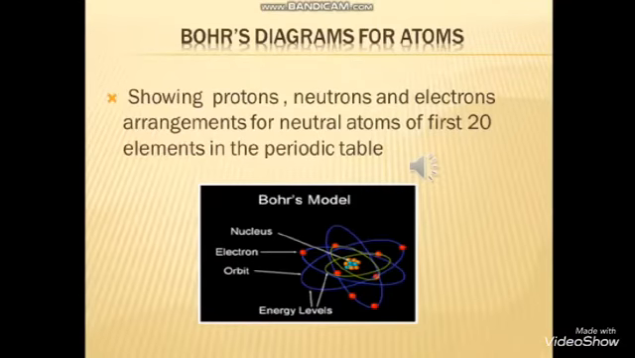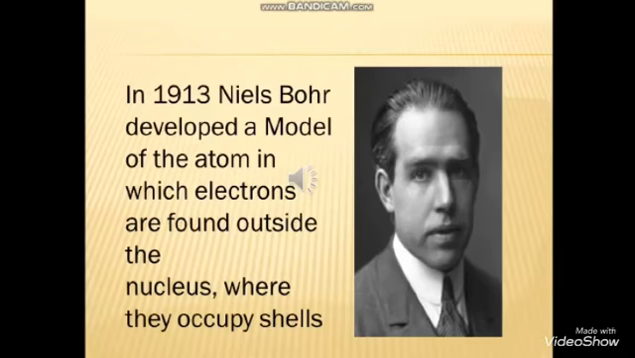Atoms showing protons, neutrons and electrons arrangements for neutral atoms of the first 20 elements in the periodic table. In 1913, Niels Bohr developed a model of the atom in which electrons are found outside the nucleus, where they occupy shells. What are the shells? According to Bohr's model, the circular path of an electron around the nucleus is called a shell or energy level. K, L, M and N are shells or energy levels.